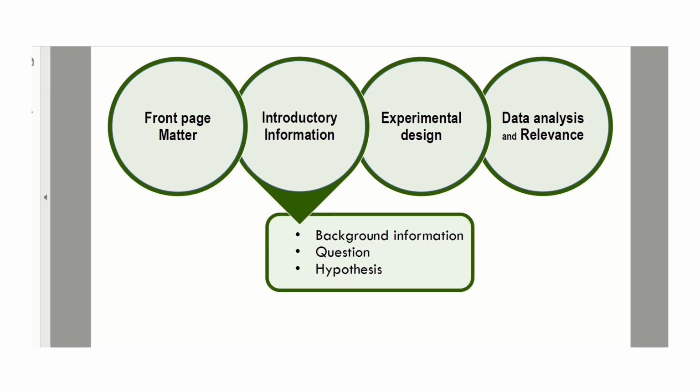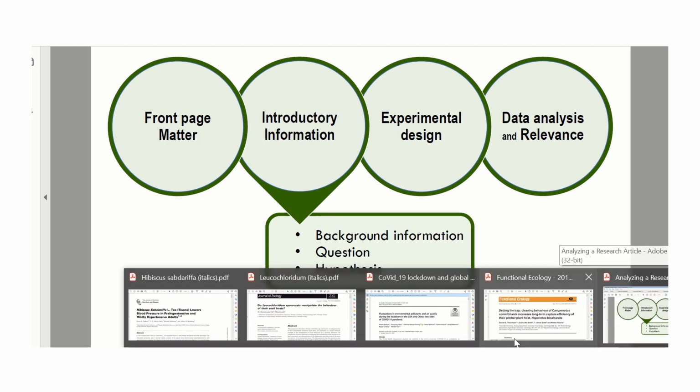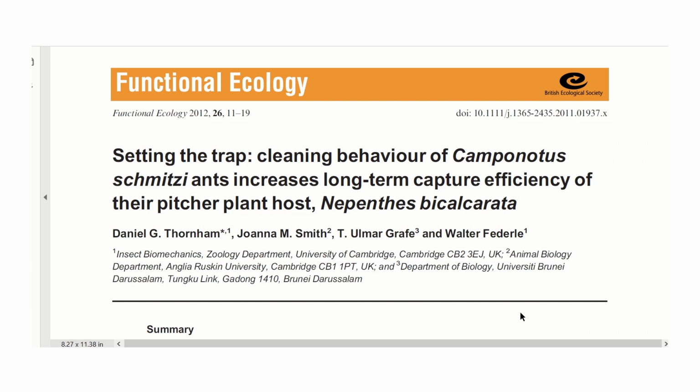So basically, when you're presenting or writing a report on this research article, you have to provide the background information that led up to the studies. So let's look at several examples of introductory information. In general, a good way to identify the question is to look for words of uncertainty.